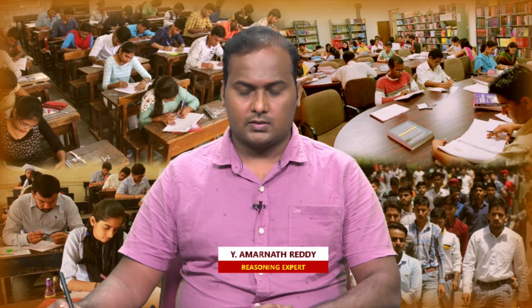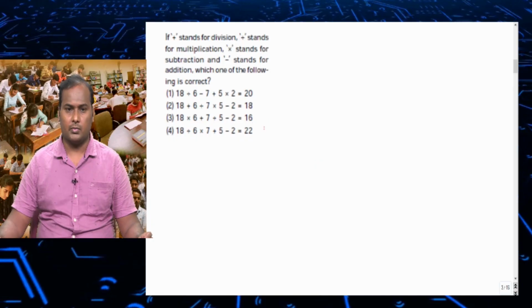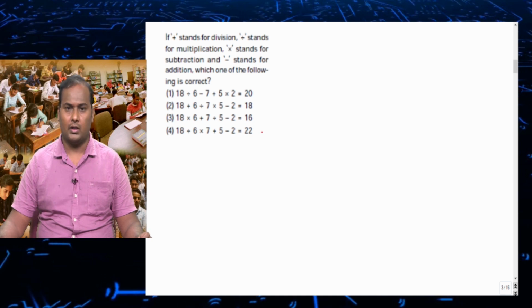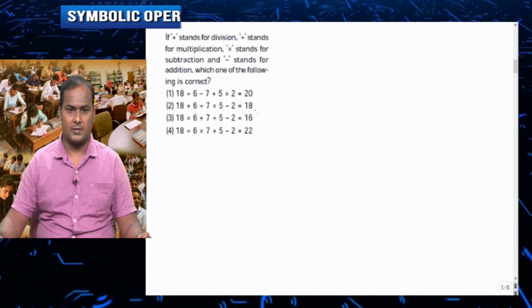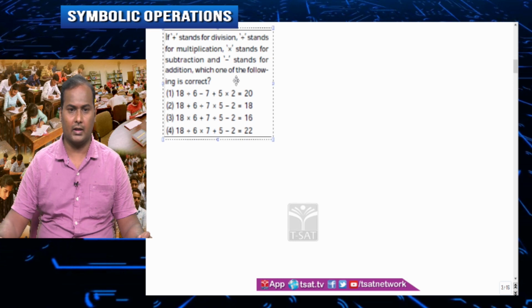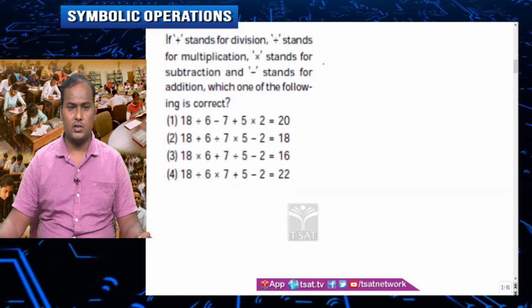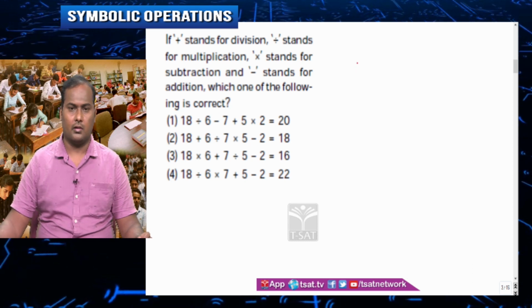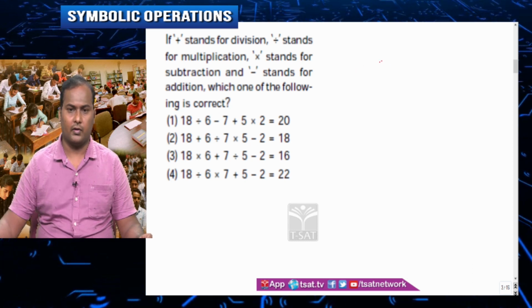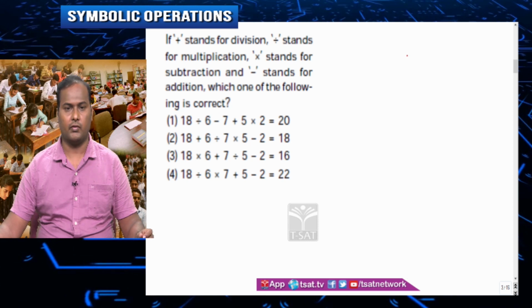Now let's see the topic symbolic operations. See, in symbolic operations, directly he will give some directions based upon the symbols, and we need to follow the directions to get the answer. Let's see one question directly, and I will try to observe this. In this particular question, in this type of question, we always follow the BODMAS rule. That is very, very important.